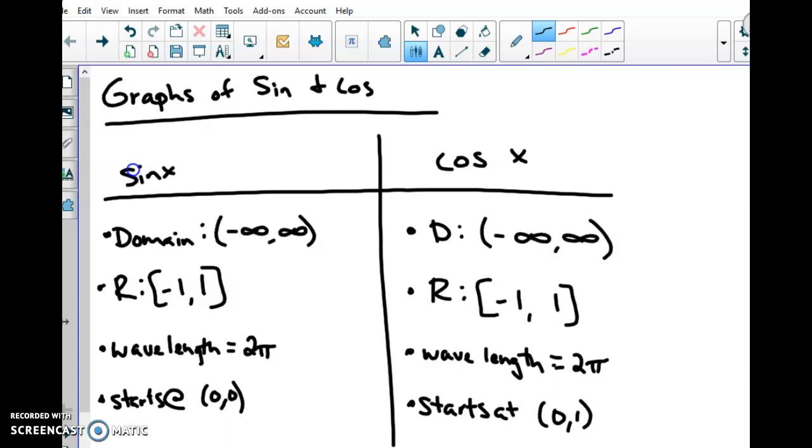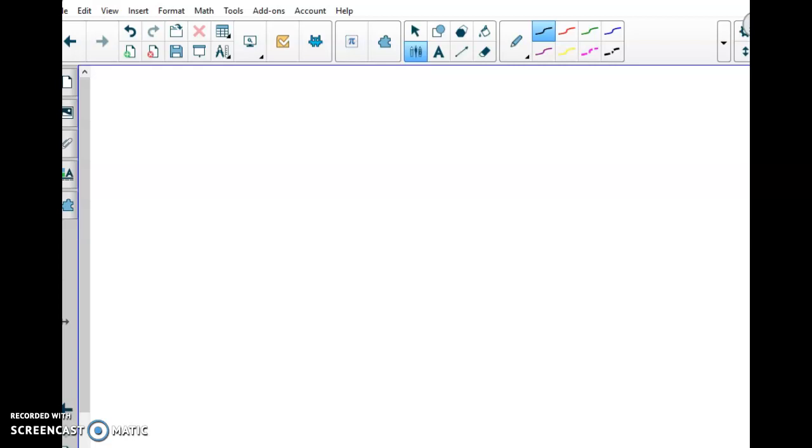Now, that's just the basics of sine and cosine. There are times when you have numbers and things that are going to stretch, shrink, move it up, down, left, right, and we need to talk about that specifically. It doesn't matter if you're in sine or cosine, this is the same concept between the two because they are so intertwined together.